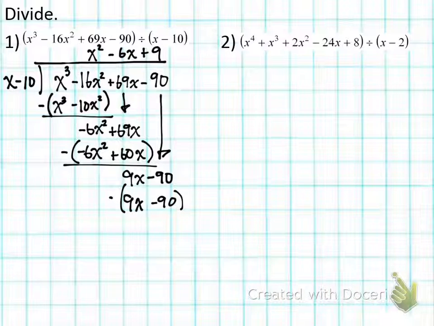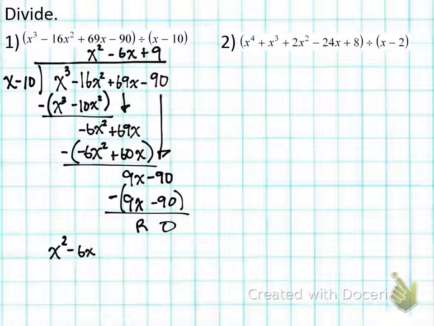Then I put parentheses, really important, you put parentheses, working slowly like it was a subtraction problem. Remember when I made you work it out vertically, you see that? 9x minus 9x, 0. Negative 90 minus negative 90, 0. So in this case, there's no remainder. So then you would rewrite your answer as x squared minus 6x plus 9. That's your answer. You box it, okay?